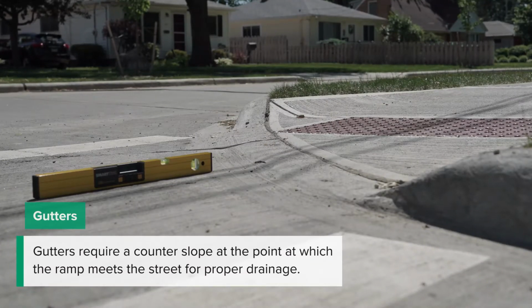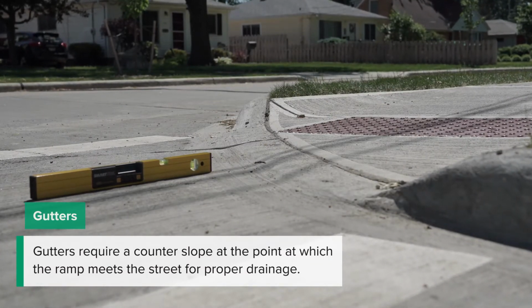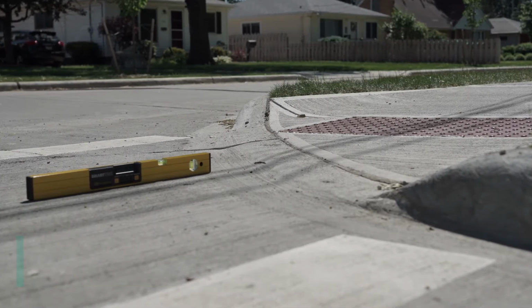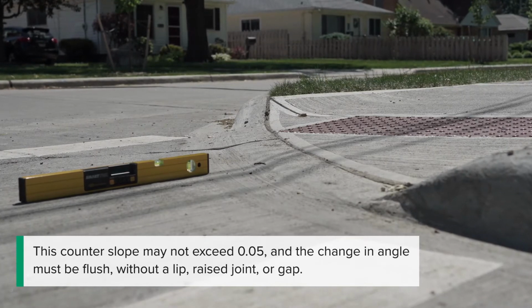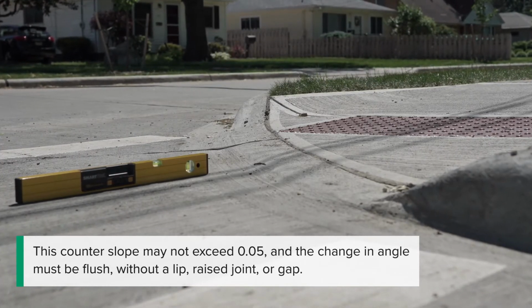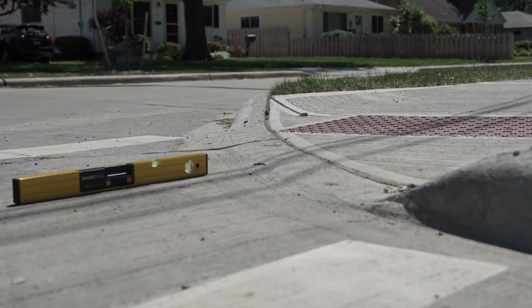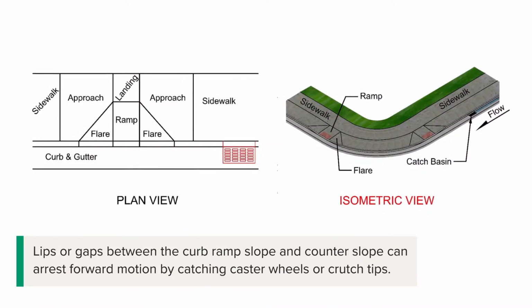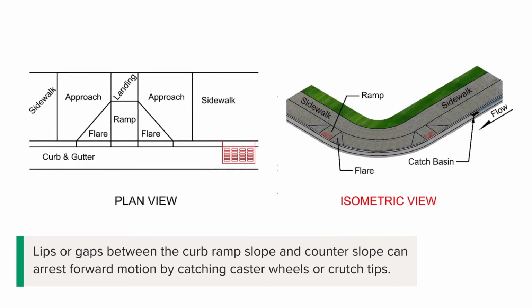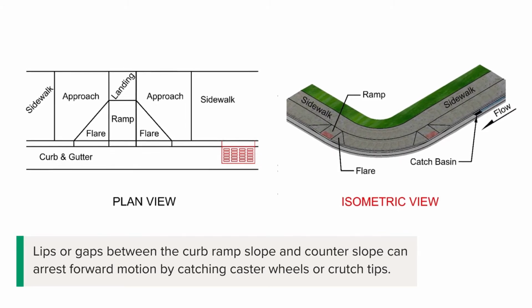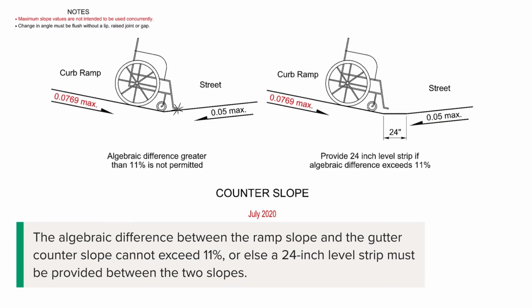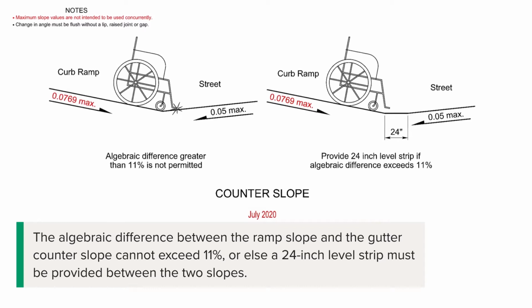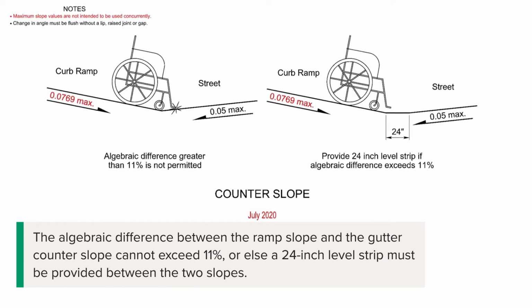Gutters require a counterslope at the point at which the ramp meets the street for proper drainage. This counterslope may not exceed 0.05, and the change in angle must be flush, without a lip, raised joint, or gap. Lips or gaps between the curb ramp slope and counterslope can arrest forward motion by catching caster wheels or crutch tips. The algebraic difference between the ramp slope and the gutter counterslope cannot exceed 11%, or else a 24-inch level strip must be provided between the two slopes.